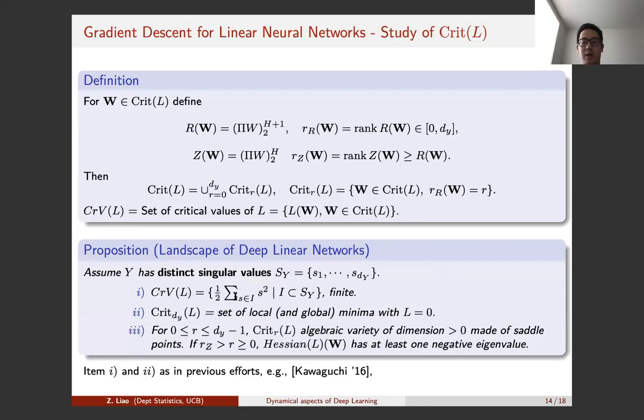It's going to be the half sum of the squared singular values of our target. And we know that the case of maximum rank critical points is a set of local and also global minima, with the loss function equal to 0. So if the rank is maximum for this R matrix, then we're at the lowest value of the loss function, which is equal to 0. So in this problem, all the local minima can be shown to be global ones.